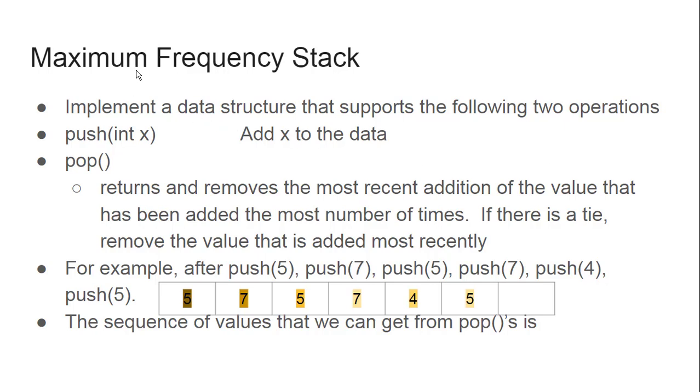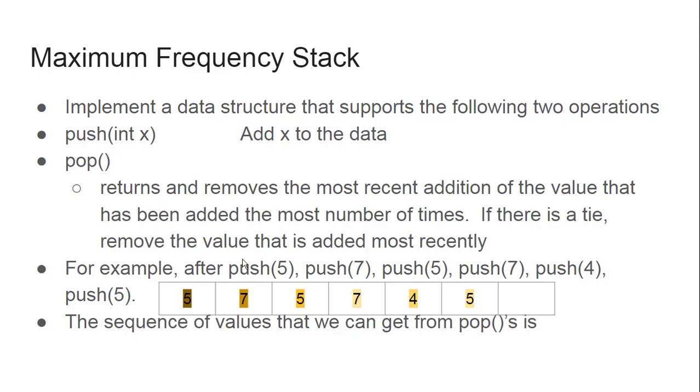This problem asks us to implement a maximum frequency stack, where the pop operation will remove and return the most recent addition of the value that has been added the most number of times. So it's not simply based on the order of adding to the data structure. The first priority is frequency. We want to get the item that has been added the most number of times in the data structure. Basically, remove the most frequent item. And if there are two items that are equally frequent, then we remove the one that was added most recently.